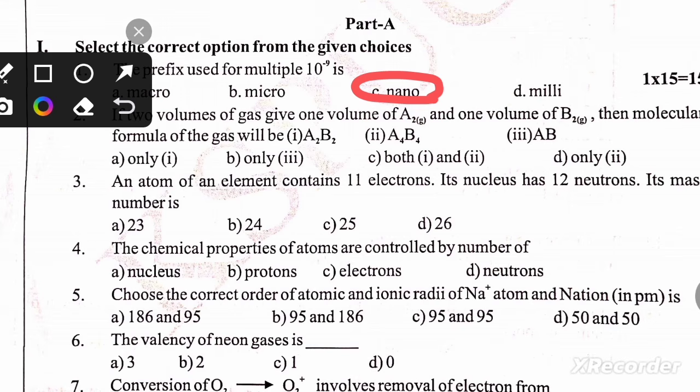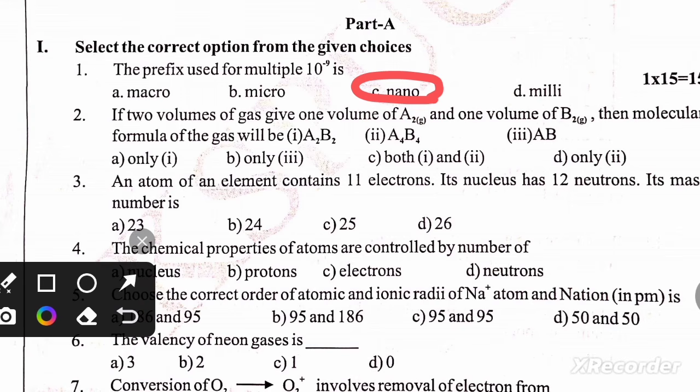Second question, if two volumes of gas give one volume of A2 and one volume of B2, then the molecular formula of the gas will be AB. So the answer is only the third one.